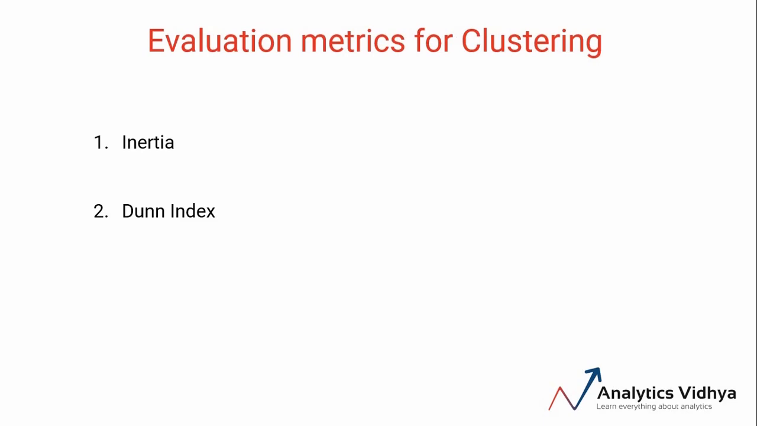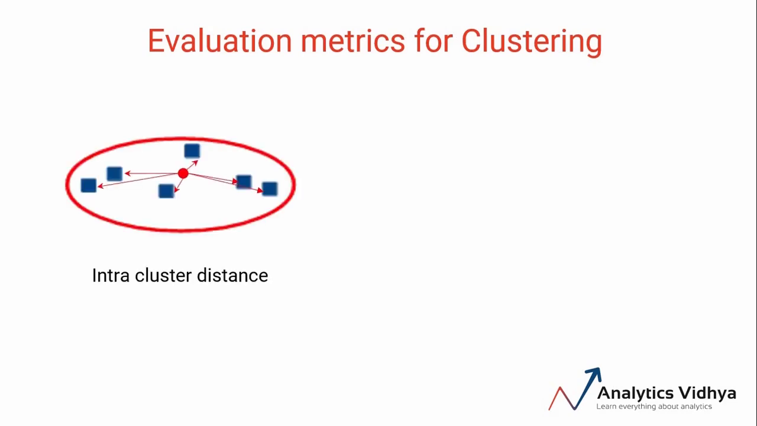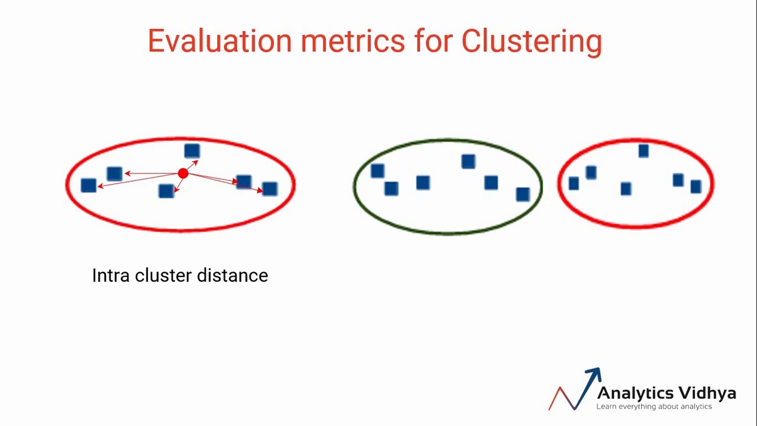We can also use the Dunn index to measure how good our clusters are. Let's take a look at the Dunn index in a bit more detail. We've seen that inertia tries to minimize the intra-cluster distance, so eventually it is trying to make more compact clusters. Let me put it this way. If the distance between the centroid of a cluster and the points in that cluster is small, it means that the points are closer to each other. So inertia makes sure that the first property of clusters is satisfied. But it doesn't care about the second property, and that is a problem.